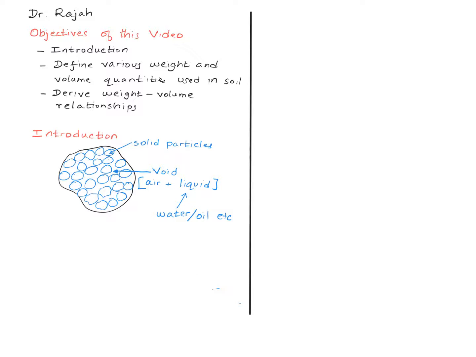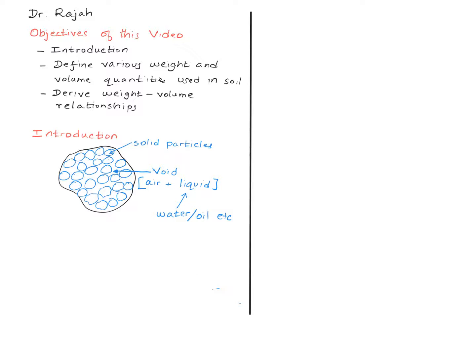If I zoom in on a small volume of soil, what am I going to see? I'm going to see some solid particles, right? Like this. These are solid particles. And then in between the solid particles, we have what we call void. And this void generally could be filled with air and liquid. Most of the time, we deal with water as the liquid. But sometimes, of course, the liquid could be oil or benzene or glycerine or something like that.